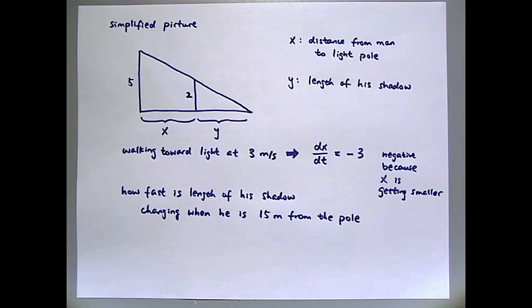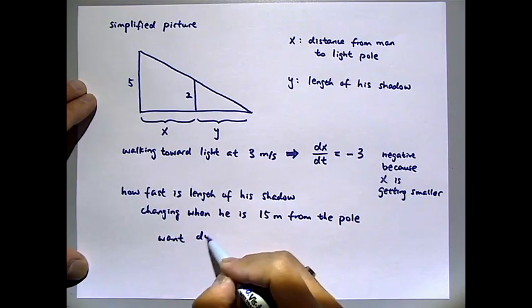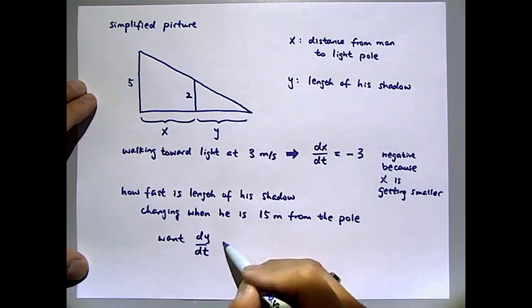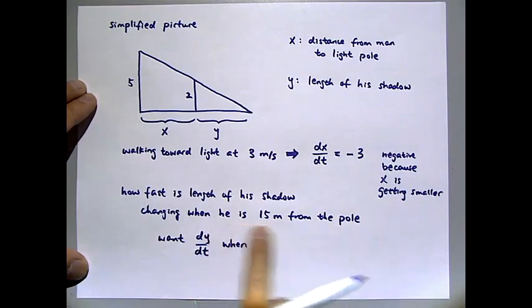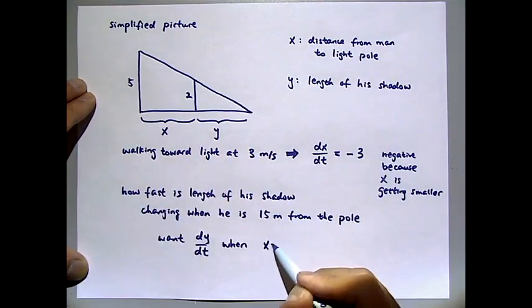Okay, back up. One step at a time. Answer my question first. What quantity are we looking for? Express this in mathematics. How fast is the shadow? Yeah, okay, so what quantity is that? dy/dt, right? So we want dy/dt when he is 15 meters from the pole, that's x, right? When x is equal to 15.